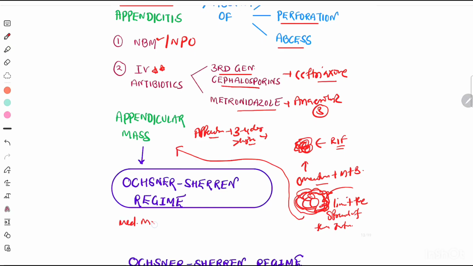First of all, we do medical management, then after a 3 to 4 week interval, we are going to do interval appendicectomy. So we perform surgery after 3 to 4 weeks, and we wait for the resolution of this appendicular mass. The medical management given for this mass is known as the Ochsner-Sharon regimen. So there will be a question: what are the things you are going to do in the Ochsner-Sharon regimen?